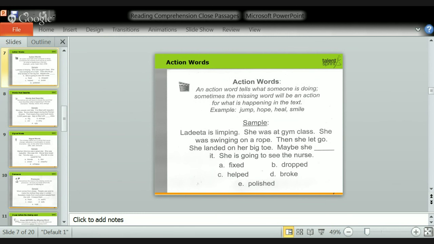Now let's look at the next word, which is a descriptive word. Sometimes you will have to choose the word that best describes what is happening in the text. For instance, the descriptive word would be friendly, brave, kind, strange. So let's give an example, right?